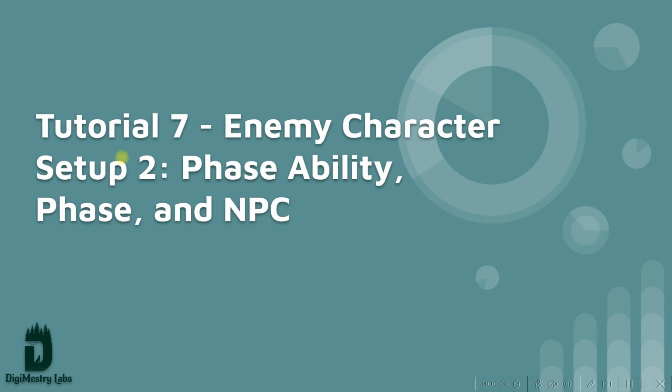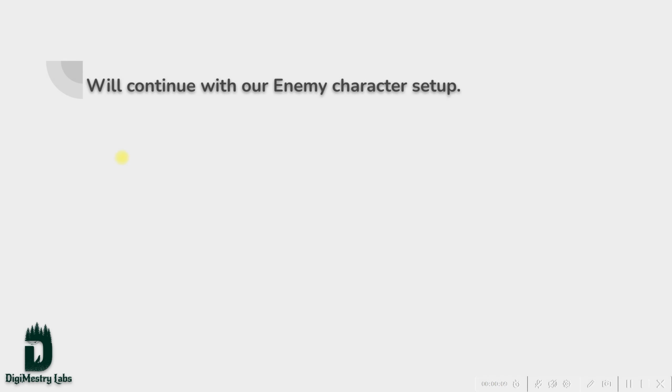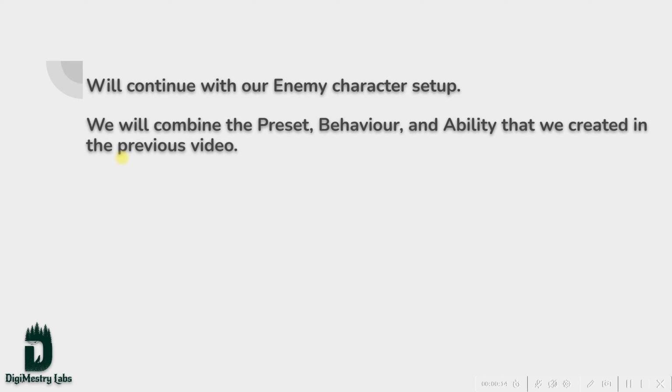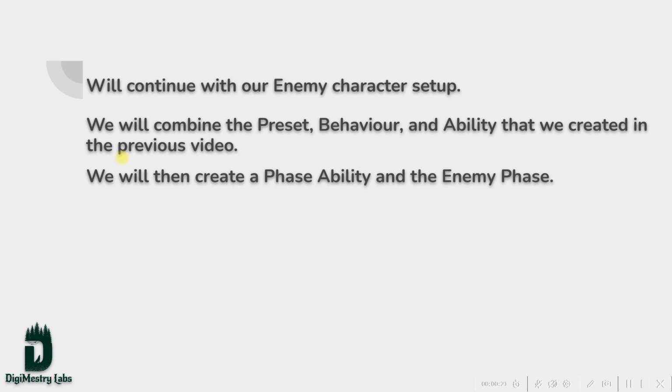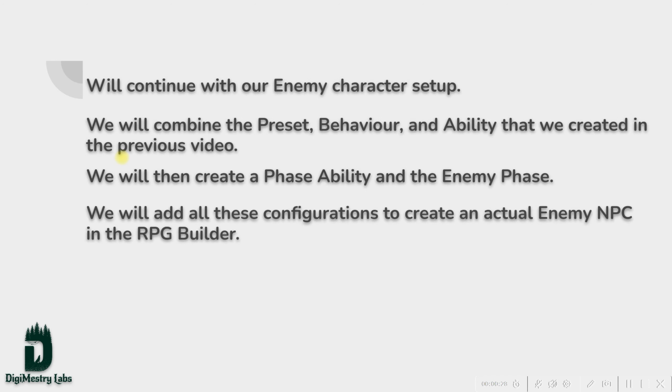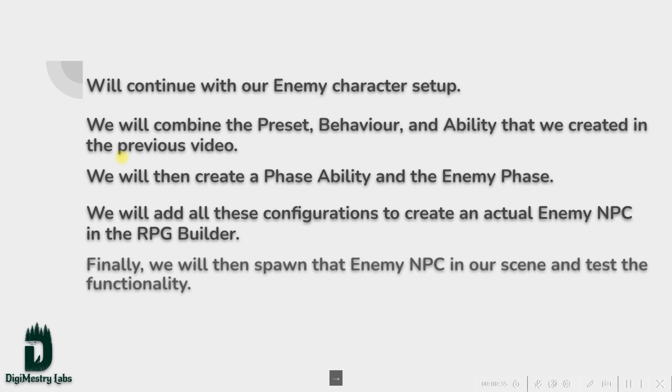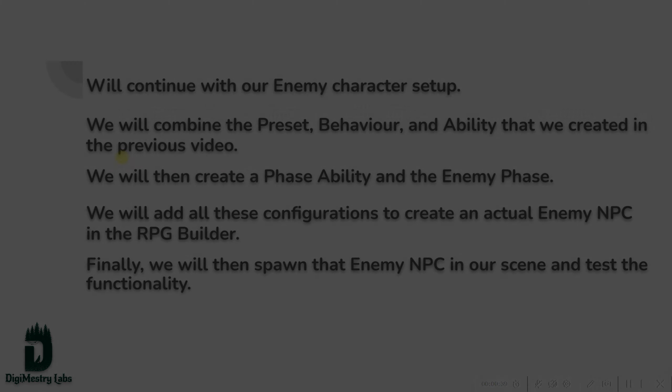In this 7th part, we will continue with our enemy character setup. We will combine the preset behavior and ability that we created in the previous video. We will then create a face ability and the enemy face. Next, we will add all these configurations to create an actual enemy NPC in the RPG Builder. Finally, we will spawn the enemy NPC in our scene and test the functionality.